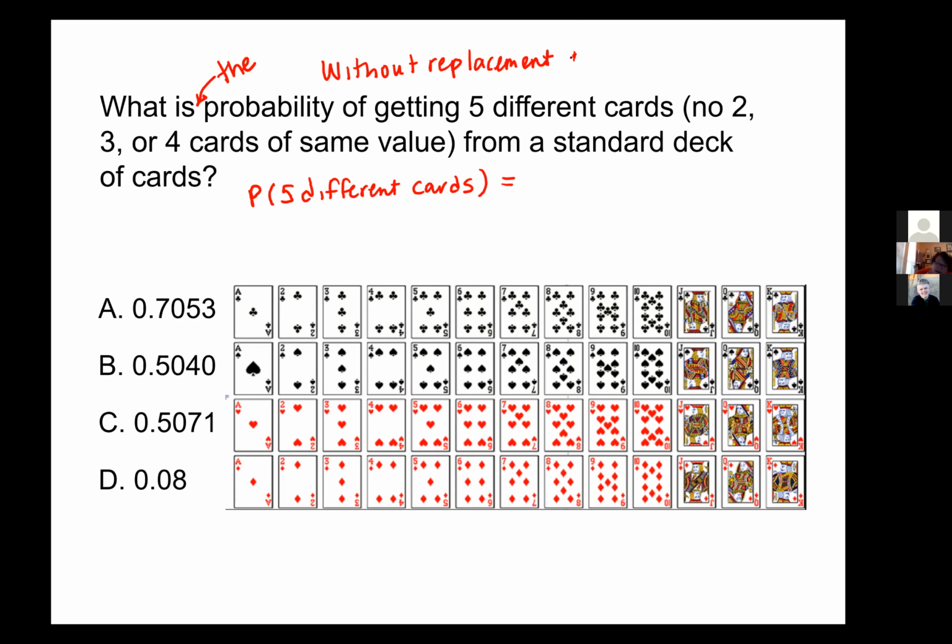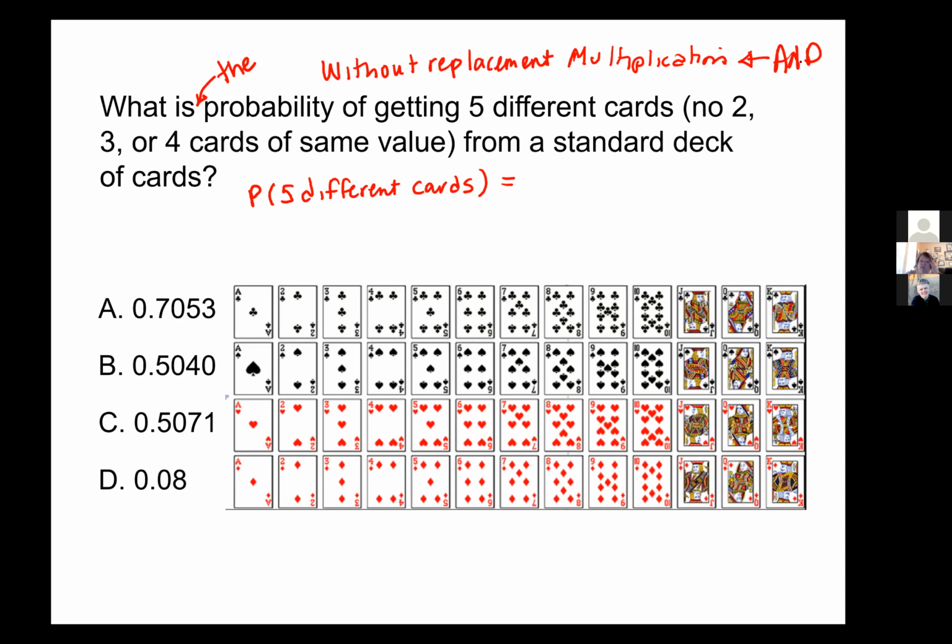we're going to use the multiplication rule. Because we're looking for the probability of the first card and the second card and the third card and the fourth card and the fifth card all being different. So we're going to use multiplication because this is an and. So the probability that the first card and the second card and the third card and the fourth card and the fifth card are all different. Okay, so we're going to multiply 5 probabilities together.